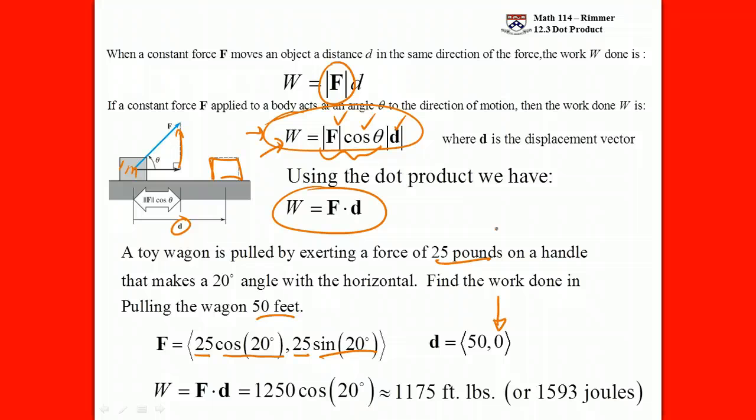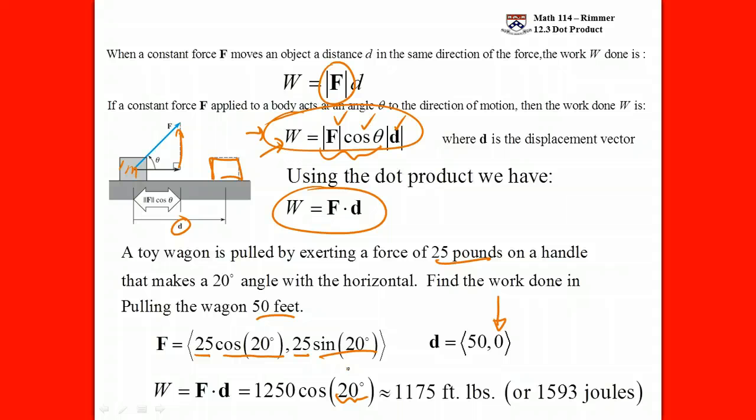And that's not normally what we like to have work in. The units of work are either newtons or joules, and I just converted it to joules for you. But you don't have to do that with a calculator. That's definitely something for a calculator, because this 20 degrees is something that we don't know the cosine of.